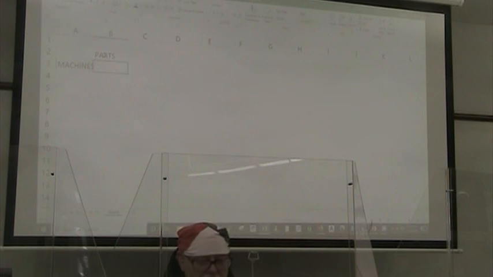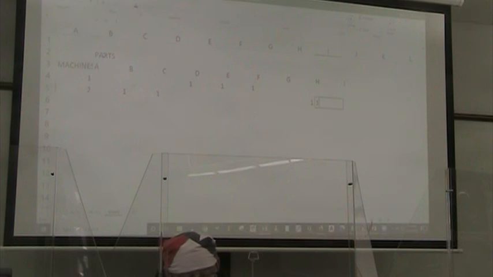Machines. And what do we got for that? We got A, B, C, D, E, F, G, H, I. And on machine 1, we run C, D, and E. On machine 2, we run A, B, G, and H. On machine 3, all the way over to F, G, and H.